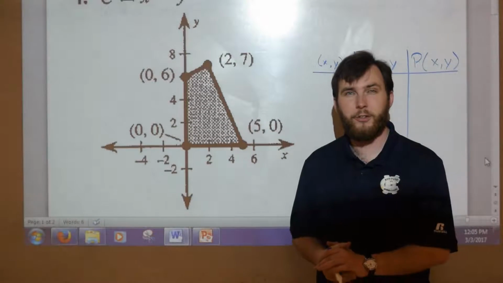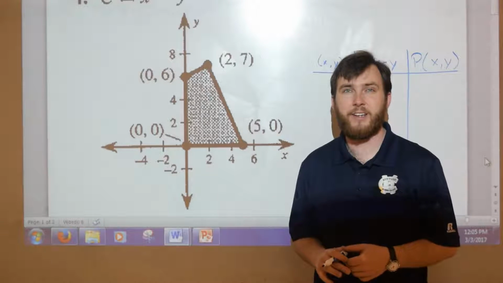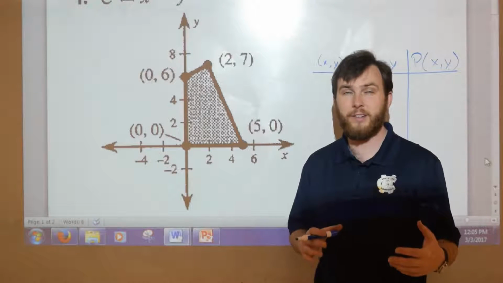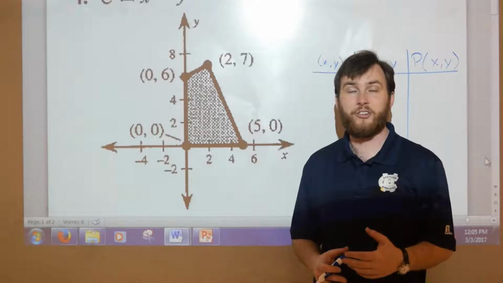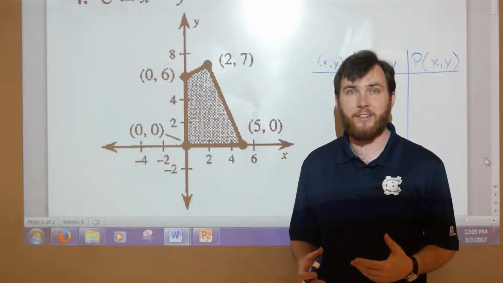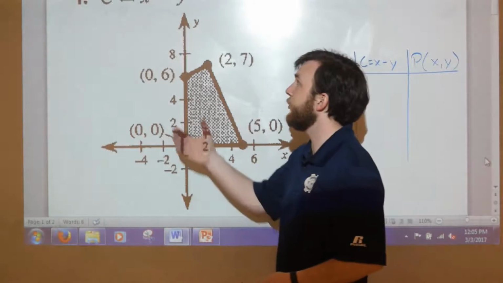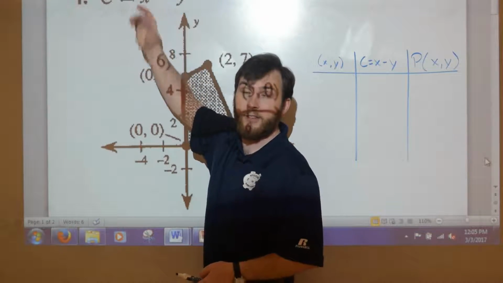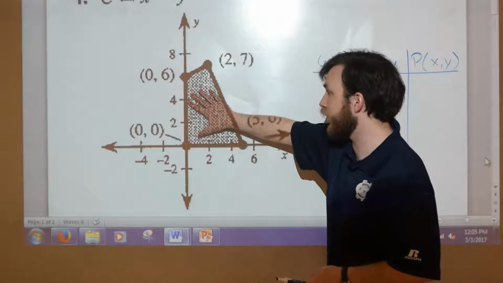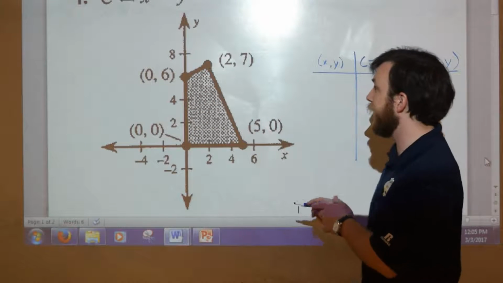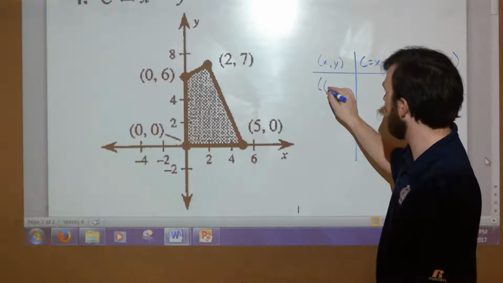Okay, hopefully you did good yesterday at graphing and shading lines, because today we're going to take it one step further. We're going to graph and shade either 3, 4, or 5 lines, and then plug the corners into an objective function. This one is just x minus y, and it's already been shaded. So I'm going to make a record of what the points are.